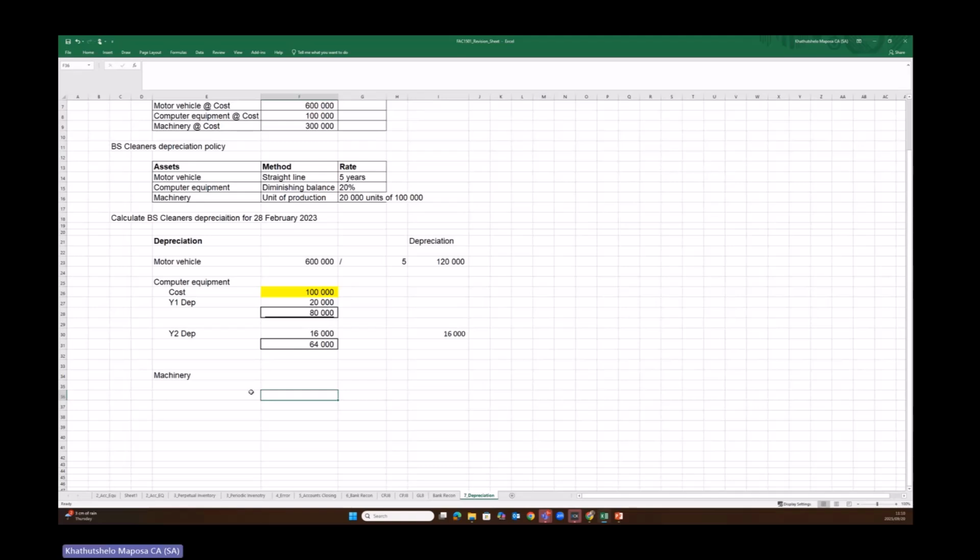So since the company is using the unit of production method, you take the 20,000 divided by the 100,000, and you get 0.2, meaning the machine was only used for 20% of its lifetime for that year. Then you take that 0.2 multiplied by 300,000 rand, and you get a depreciation of 60,000 rand.